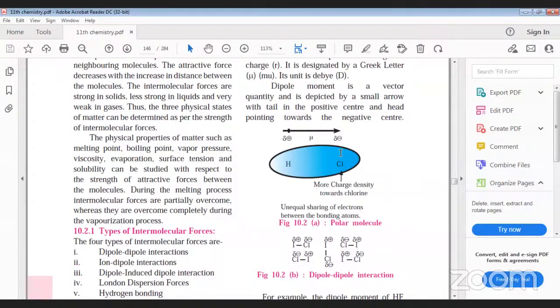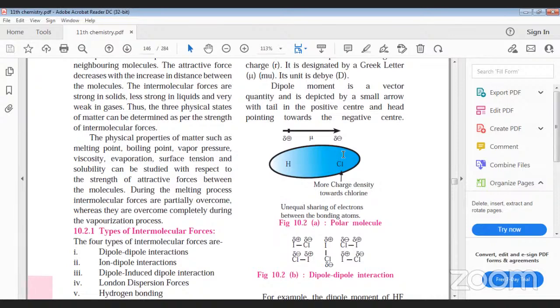Why are the two different charges there? Because chlorine will have more electron density than hydrogen. So due to the difference in electronegativity, chlorine will have a delta negative charge and hydrogen will have a delta positive charge. So such molecules which have two poles are called polar molecules.